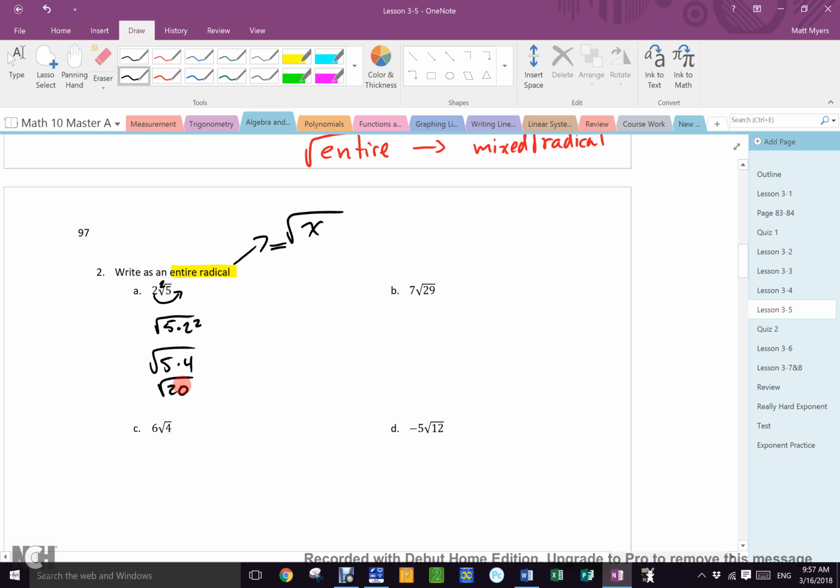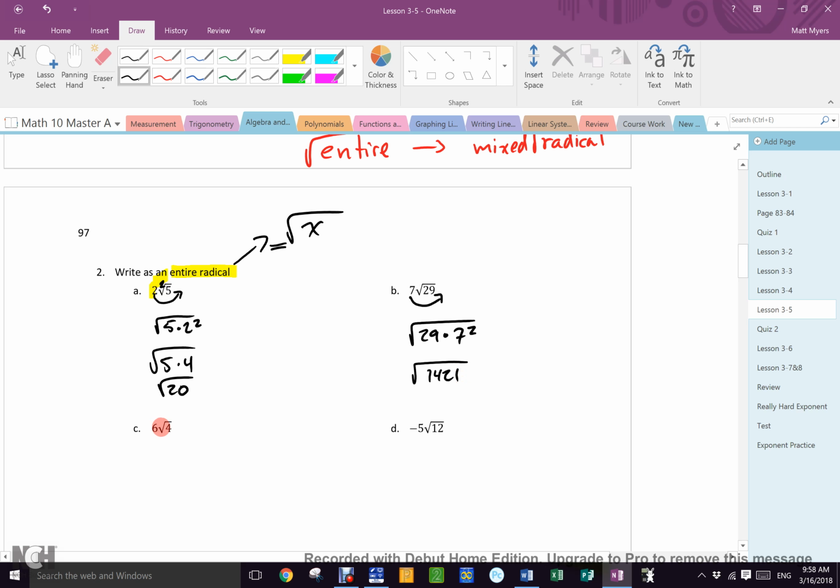Does everybody understand that? Now look at the little shortcut. There was a 2 out front, and the index was a 2. What went back under there? 2 squared. Everybody cool? So what's going back under here? 29's already there. What's going there? 7 squared, which is 49 times 29, which is a giant number. Whatever it is, you'd have to use your calculator. There's one. 1,421. Everybody cool?